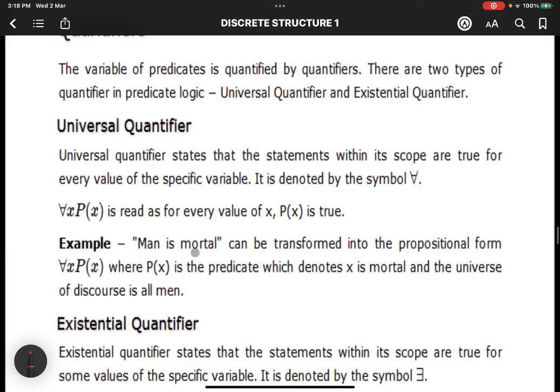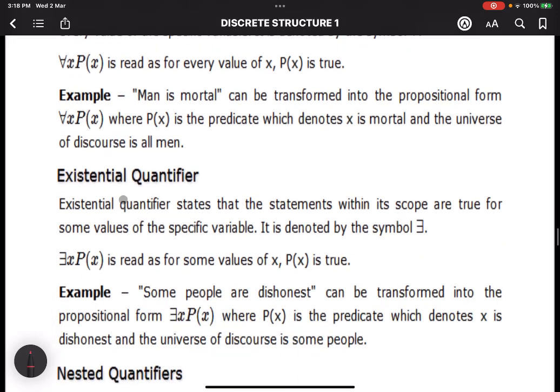For example, man is mortal can be transformed into a propositional form. For all values of x, P(x) is true, where P(x) is the predicate which denotes x is mortal and the universe of discourse is all men. So all x stands for men, they are all mortal.